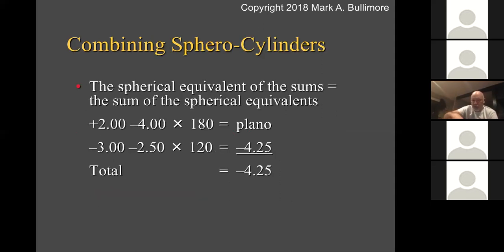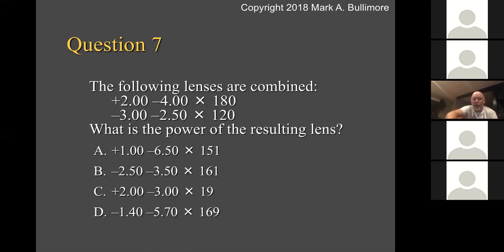The first one's just a JCC, plus 2 minus 4. That's a plano spherical equivalent. The second one, you add the sphere and half the cyl, you get minus 4.25. Add those together. All right. Now look at these four lenses. Which of those lenses fits the bill?